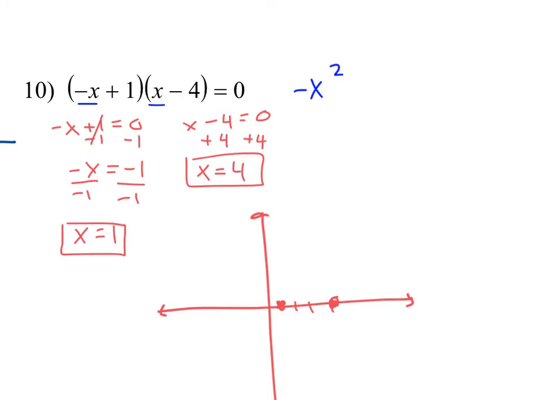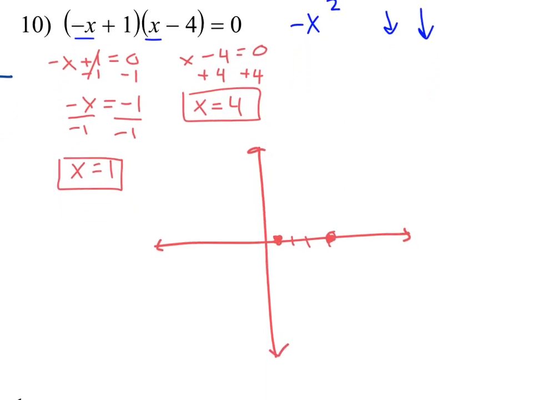Our right arrow goes down. And then what's our left arrow going to do? Same thing, because it's even. So we have down and down. So our left arrow goes out of the point farthest to the left. Our right arrow goes out of the point farthest to the right. And then we just connect the 2 dots. Any questions here?